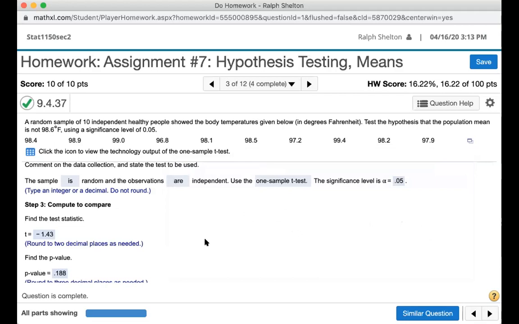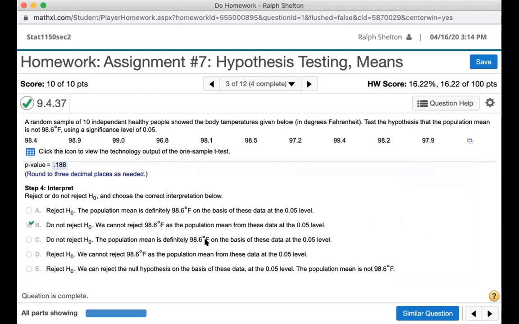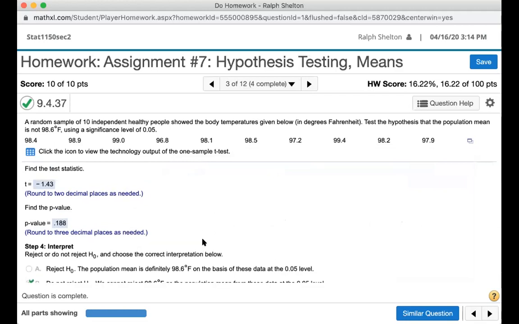Okay, and then we scroll down, interpret. Okay, are we going to reject or not reject? There's 2 ways to look at this. One is you can compare your t-value with the critical t. That would be known as t star, right? And t star we either get from a table or from technology.